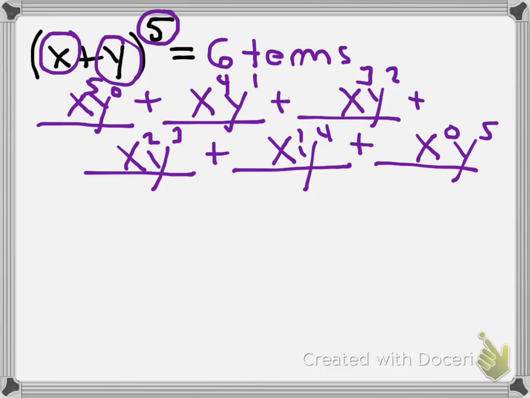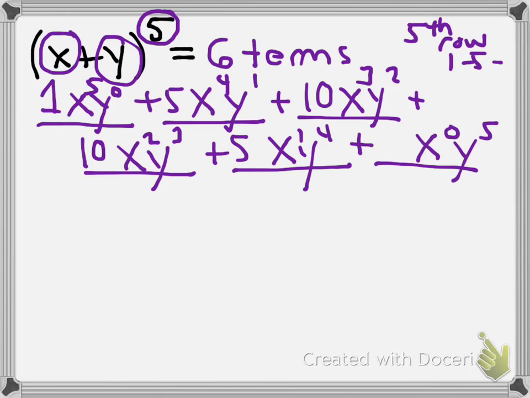Last step is that every term here is going to have a coefficient. Every term here is going to have some number in front. And those numbers come from Pascal's triangle. Since this is a 5th power problem, go to your Pascal's triangle and look for the 5th row. That's the row that starts with 1, 5, and it has stuff after it. If you find that row, you'll see that it is 1, 5, 10, 10, 5, 1. And that's pretty much it.